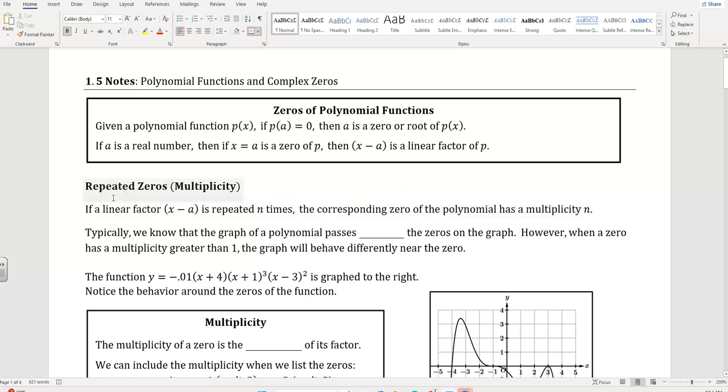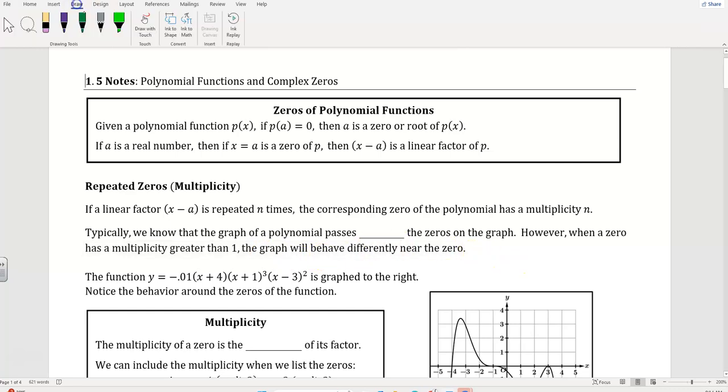So you should have talked about some multiplicity in Math 3 whenever you're talking about zeros. Typically, we know that the graph of a polynomial passes through the zeros on the graph. However, when a 0 has a multiplicity greater than 1, the graph will behave differently near the 0. So passes through the zeros on the graph is what we're looking for.